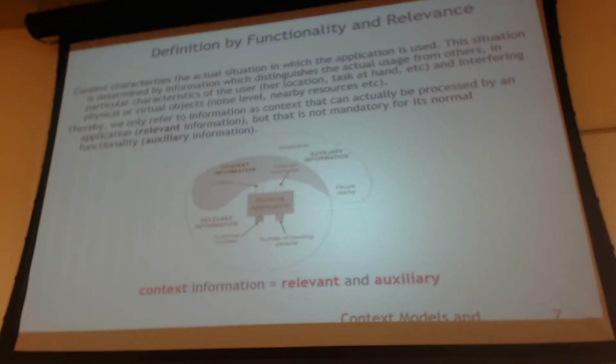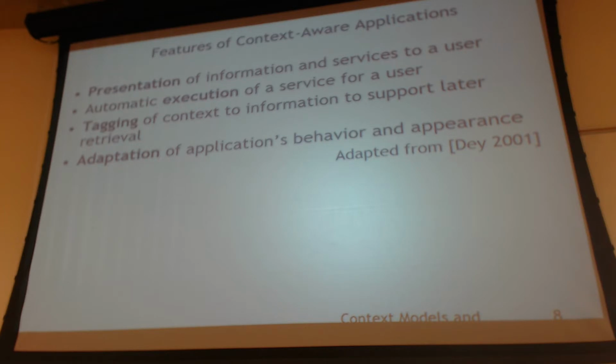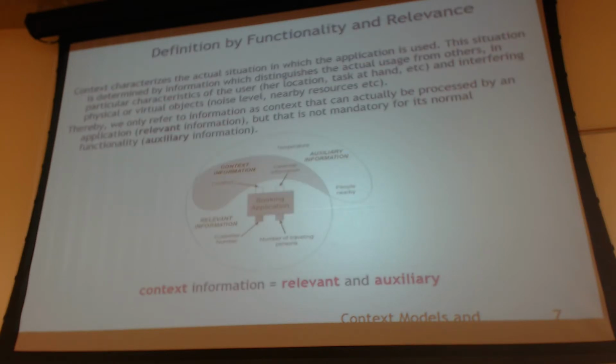It's the functionality and relevance. Context is any information that is required by certain functions or is any relevant information, and so both become context information. So in that context information, you have some relevant information and some auxiliary information. Auxiliary information means newer functionalities that you might want to implement someday, but they are not really necessary for a booking application.